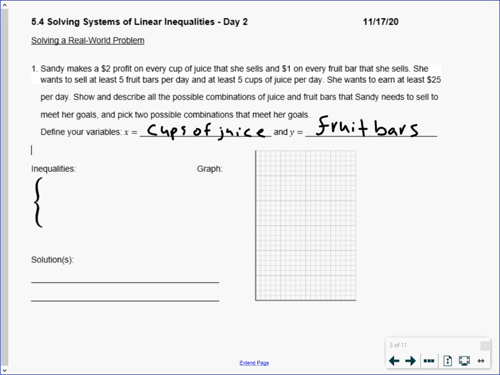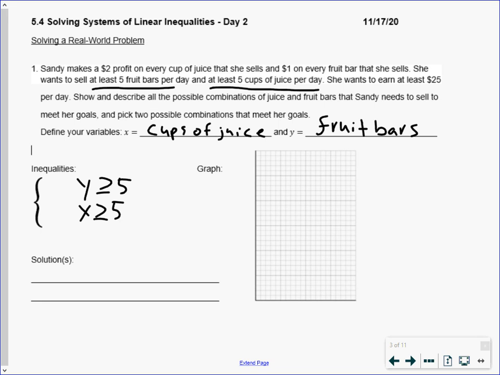So for the first inequality, we're told that Sandy makes a $2 profit on every cup of juice that she sells and $1 on every fruit bar that she sells. That doesn't really tell us too much, but in the next sentence, it does tell us that she wants to sell at least 5 fruit bars per day. So that tells me my y needs to be greater than or equal to 5. After that, we're told that she wants to also sell at least 5 cups of juice per day. So that tells me x needs to be greater than or equal to 5.